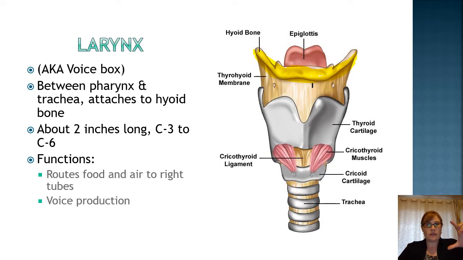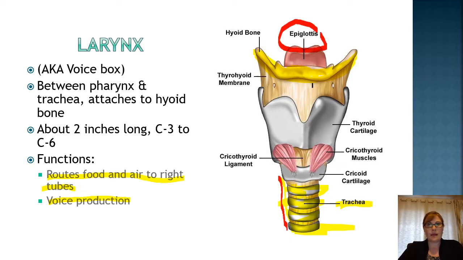So the larynx is not very large. It's only a couple inches. It takes up the span of about 3 vertebrae. Its job is to route food and air to the right tubes, and voice production. The tubes we're talking about are the trachea, and behind the trachea, the esophagus. The epiglottis is the big one, the guy who routes the food or air in the right direction.